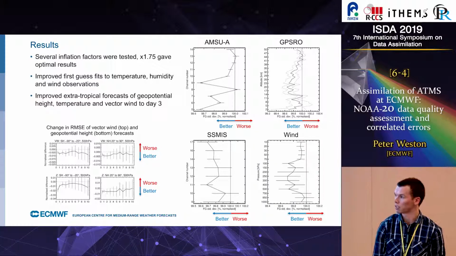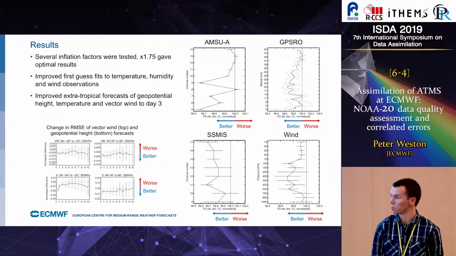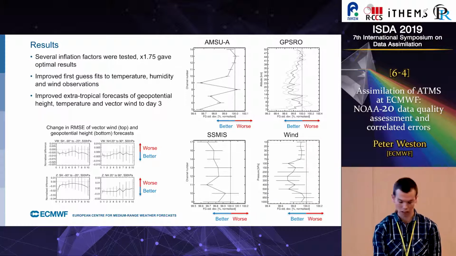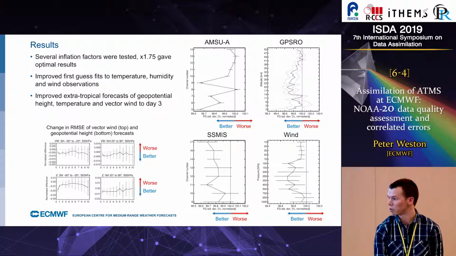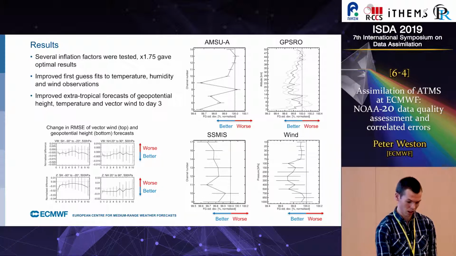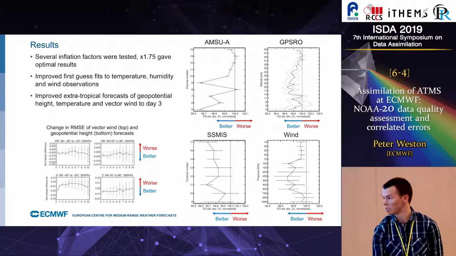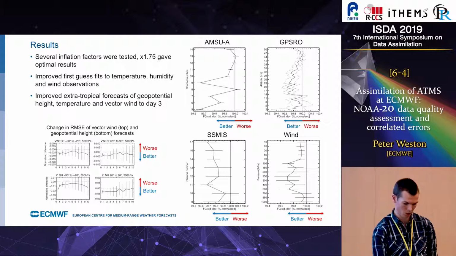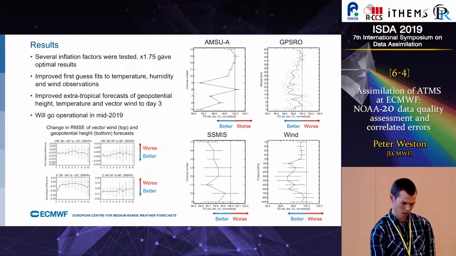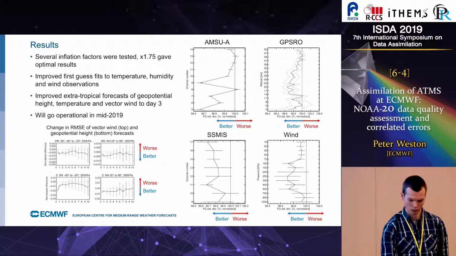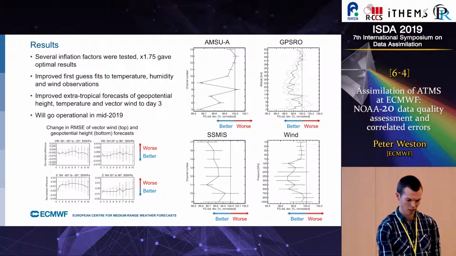On the top is the vector wind in the extratropics. The 0 line is the control, and anything below the line is showing an improvement. So we see improvements of about 0.5%, which is significant out to day 3. And on the bottom is geopotential height, and here we see improvements of up to 0.5% to 1%, again with significance out to about day 3. It's quite rare to see these kinds of significant impacts with satellite changes, so that was quite nice to see. And this will go operational in mid-2019, around June, I think.